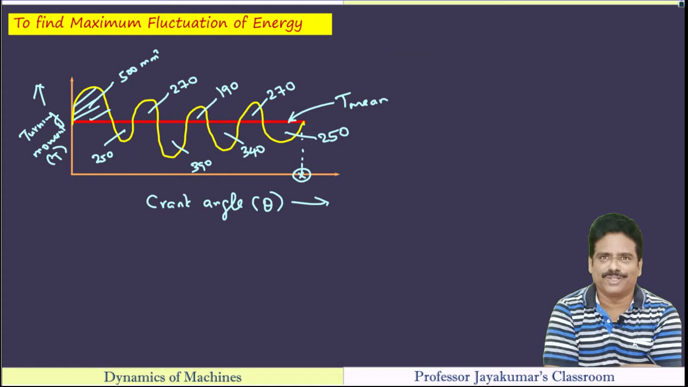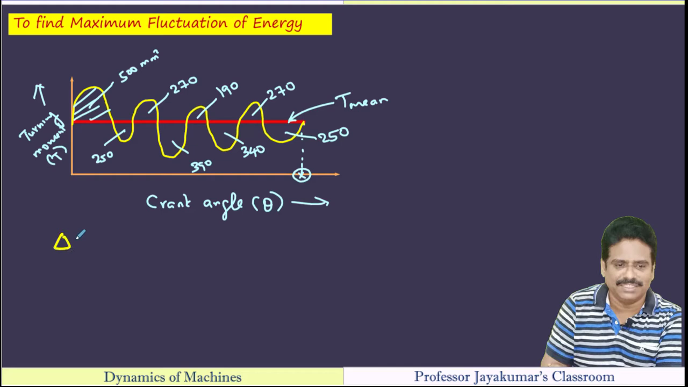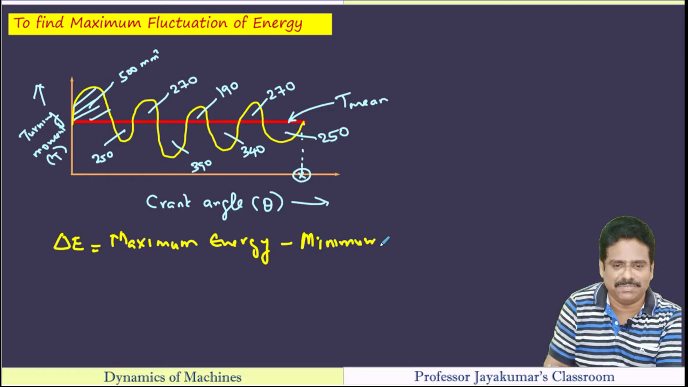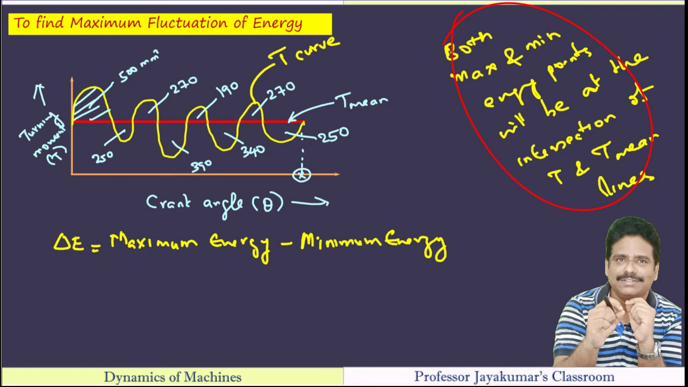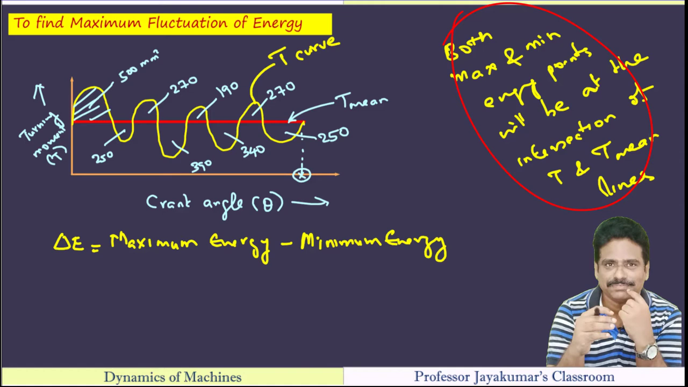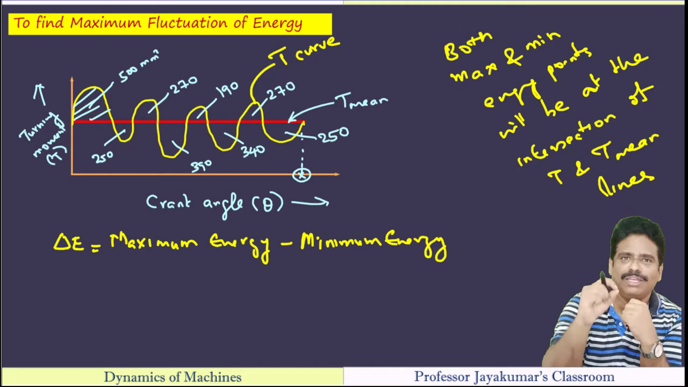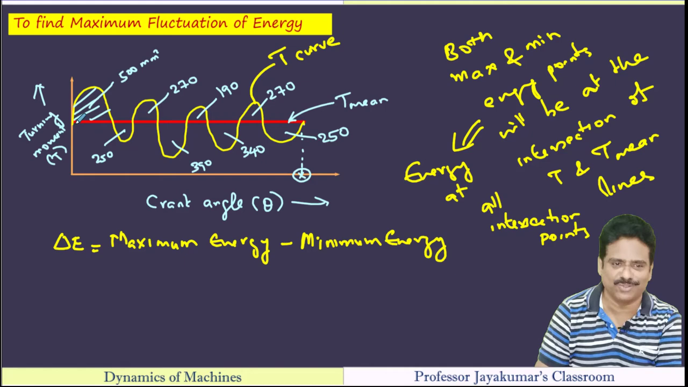Right. So we are going to find delta E. How to find delta E? We know that delta E is equal to maximum energy minus minimum energy. Isn't it? Yes. As we have already discussed in the theory, the maximum energy and the minimum energy will be at the intersection points of the T curve and the T mean line. So what are we going to do now? We are going to find energy at all intersection points. Is it clear? Let us give names for those intersection points.